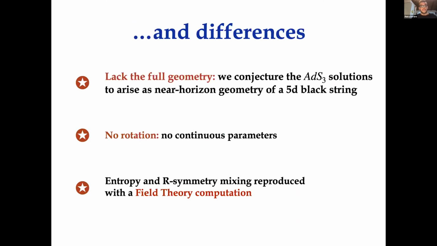The main differences, and then I will conclude, are that we don't have the full geometry in the type IIB case. In particular, we can only conjecture that our AdS3 solutions arise as near horizon geometries of 5D black strings, but we don't know the full solution. The second difference is that to preserve the isometries of AdS3, it's not possible to add a rotation parameter, so there is no continuous parameter in the solution.